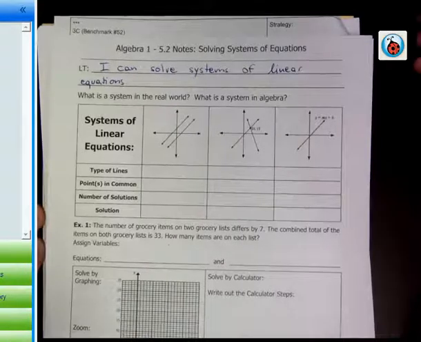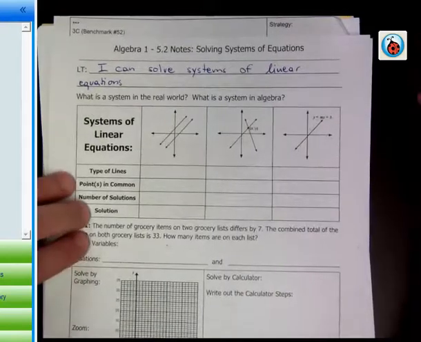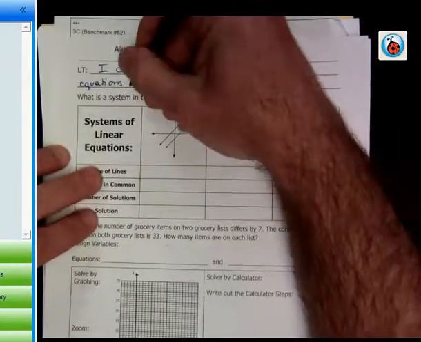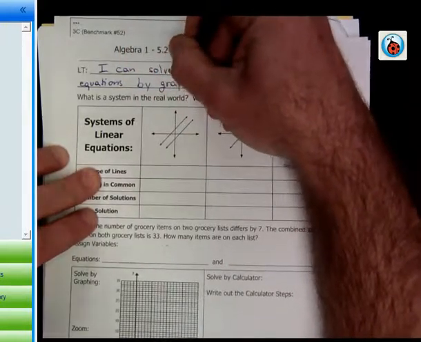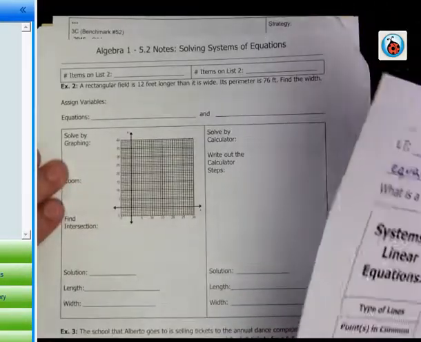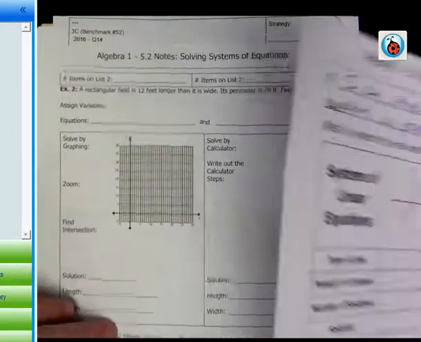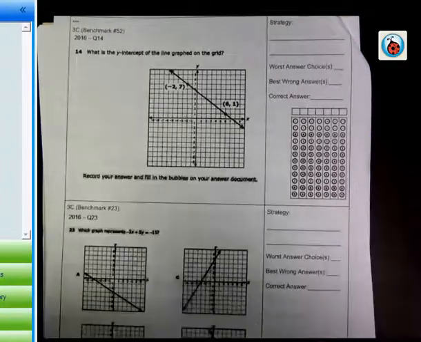Alright, welcome to 5.2 lesson. Today the learning target is to solve systems of linear equations by graphing or using the calculator.